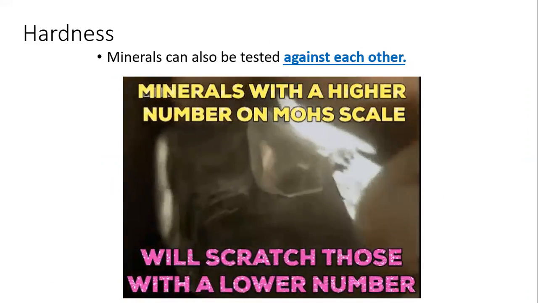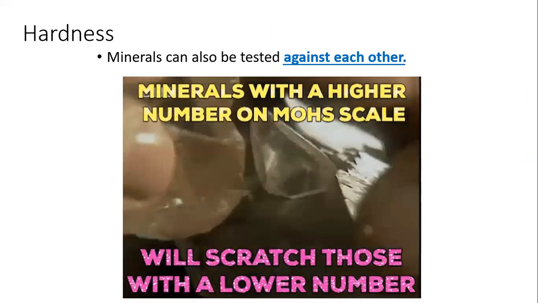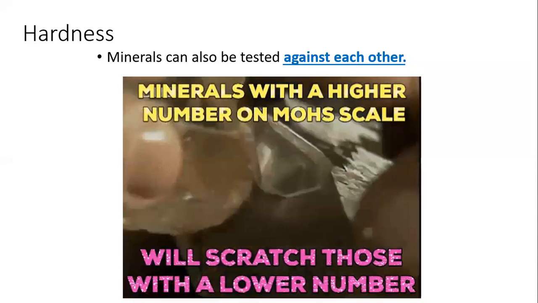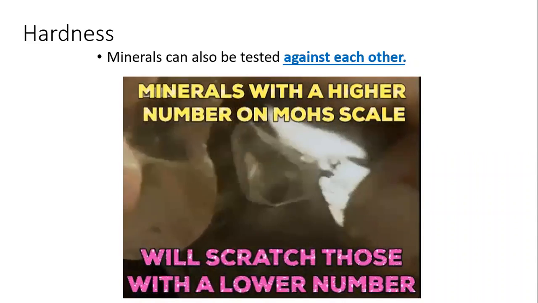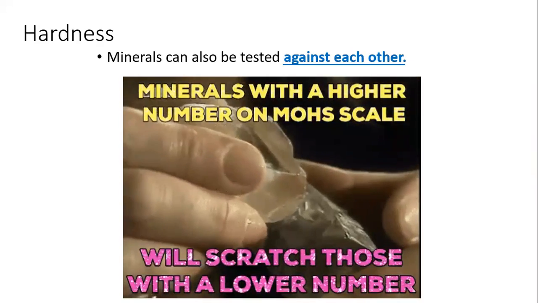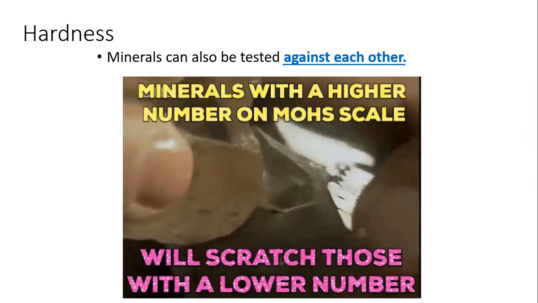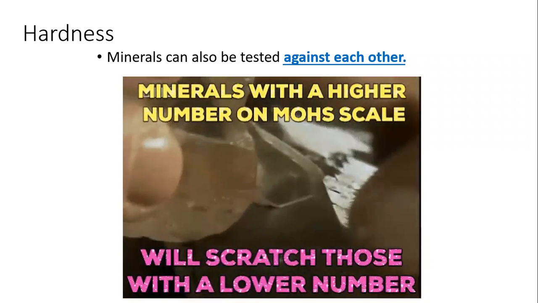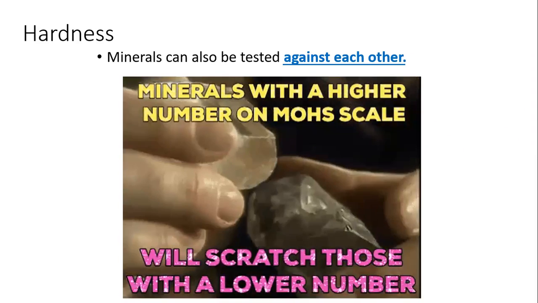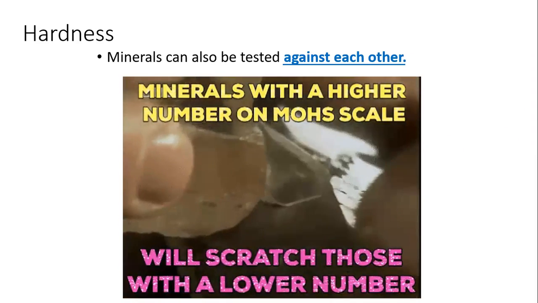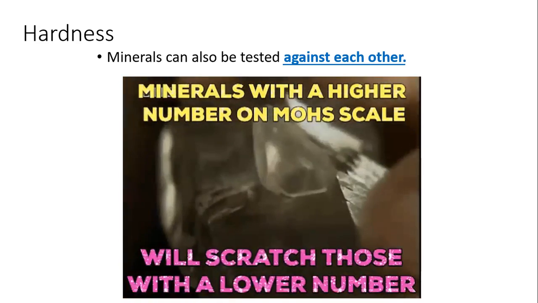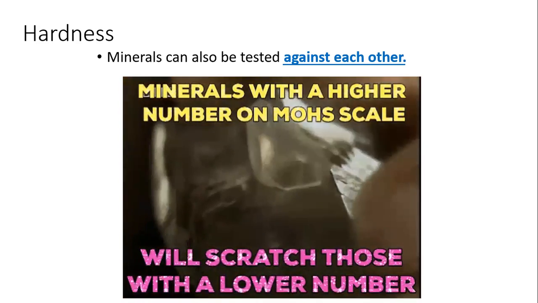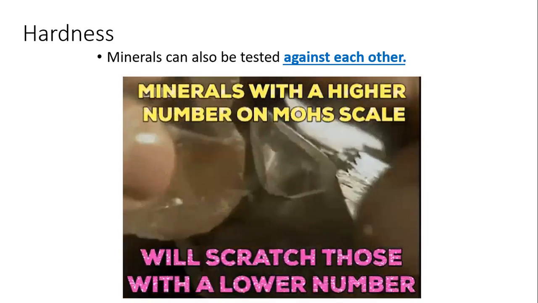So minerals can also be tested against each other. We can use other minerals to test the hardness of other ones. For example, I can use diamond to test the hardness of another mineral. If the diamond scratches it, that means it's not as strong as diamond. I can use other minerals to test the hardness until I reach the point where there is a mineral that cannot scratch it. That means now I know the number of this mineral.